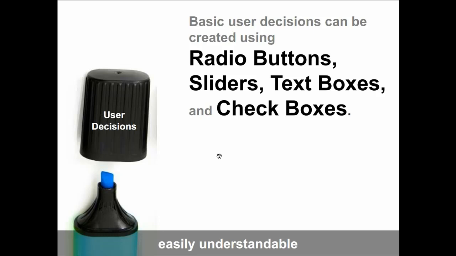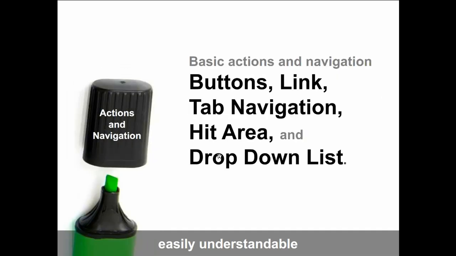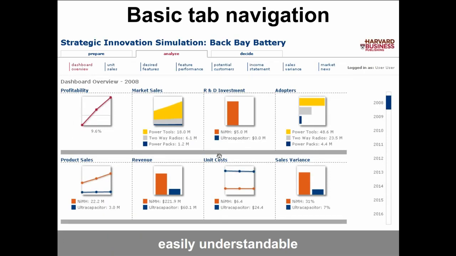Clever ways can be fine, but clever, unfamiliar ways of doing navigation or decisions and things like that can be problematic. So we often like to use what seem like very standard ways of interacting with websites, because it allows people to ramp up very quickly. Lastly, I want to cover basic things that we have in the action navigation categories: buttons, links, tab navigation, creating hit areas, even drop-down lists and things like that. Again, that's going to help make these simulations understandable.